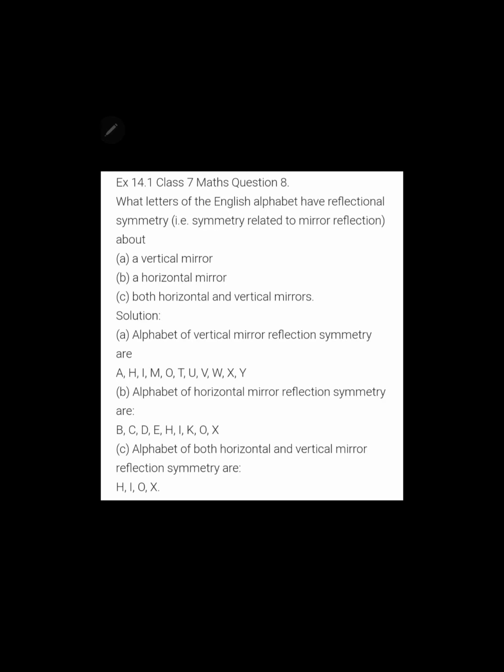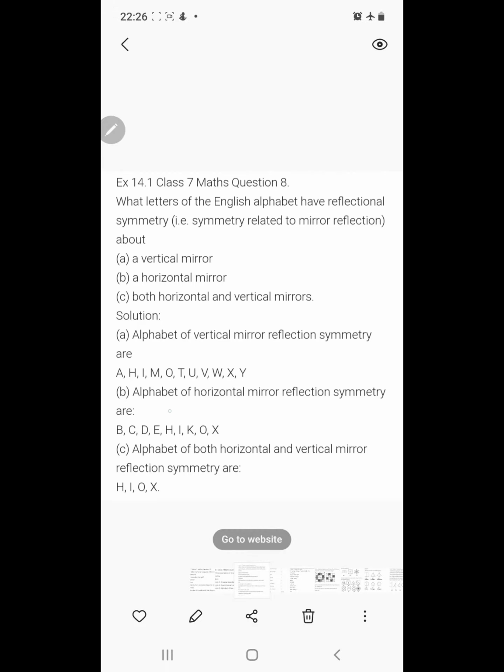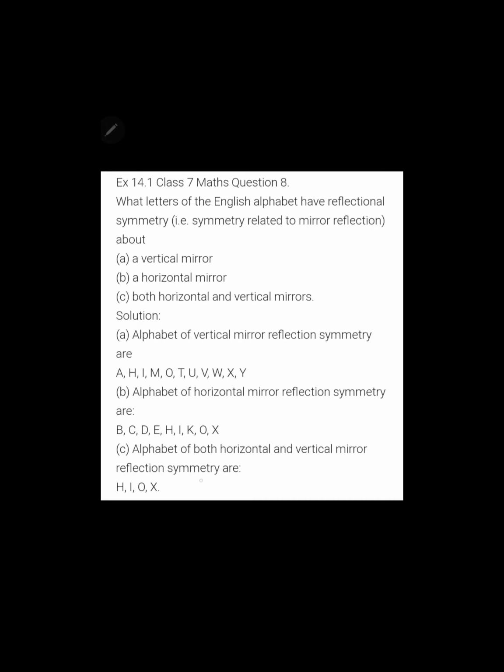So come to the B part, alphabets which are having a horizontal line of symmetry. Horizontal line of symmetry means, suppose this is the B, we have to divide it into two equal parts by drawing like this. Okay, this is the horizontal line. Now come to the B part. So we have to draw a horizontal line of symmetry, and the alphabets are B, C, D, E, H, I, K, O, X.